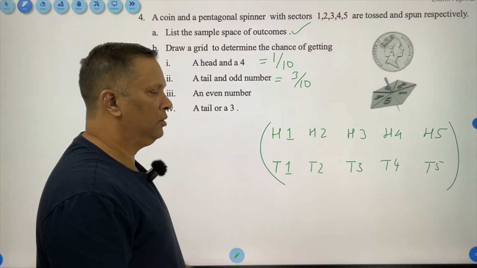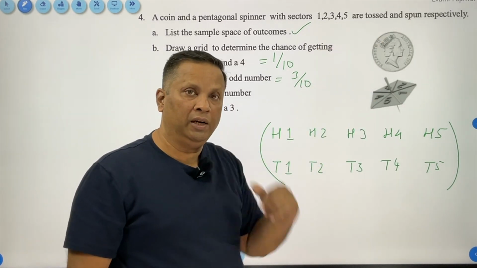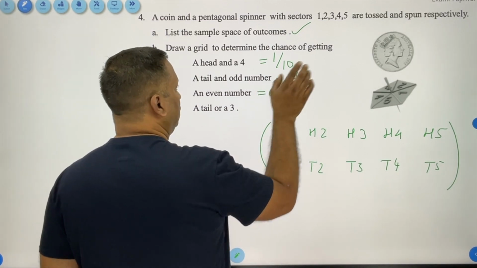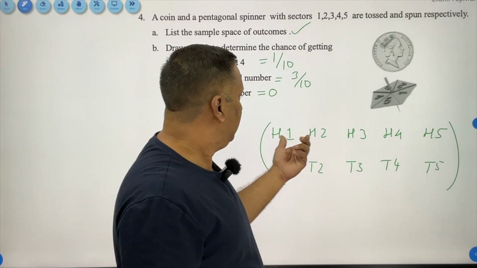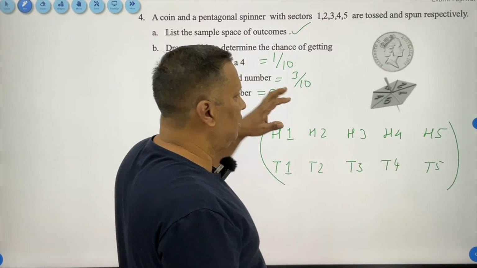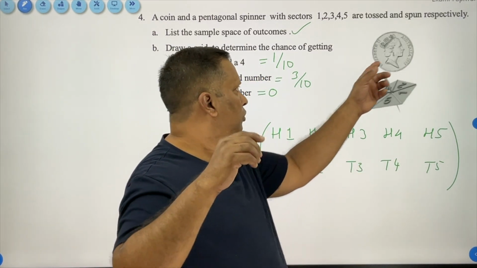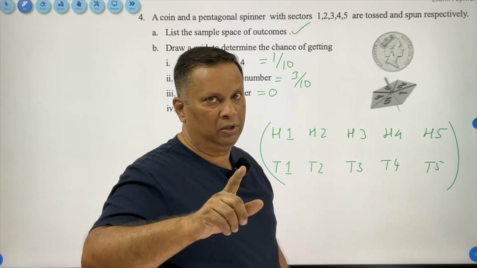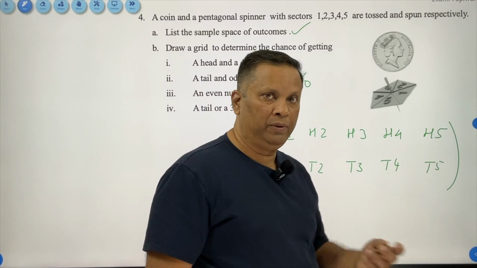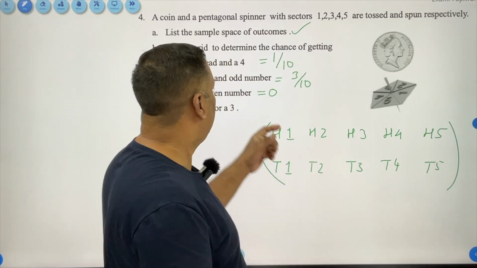An even number. Do you get any even number? You get even number, but with that you are getting head or tail also, right? So this probability is 0. Is there anywhere you just have even number? You also have a head or tail, right? So just getting an even number is not possible. If you don't toss the coin and only spin the spinner, then you get even number, 2 possibilities, but we are doing 2 events. So getting just even number is not possible. So the probability is 0.